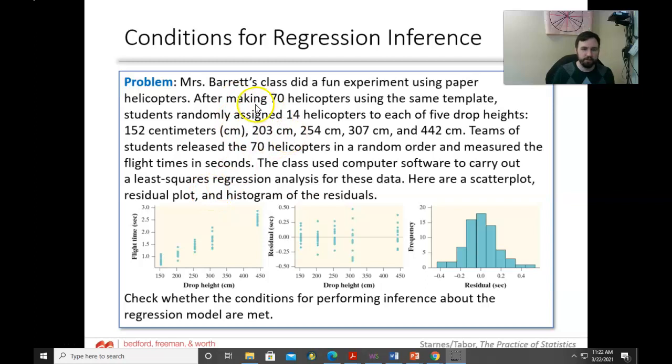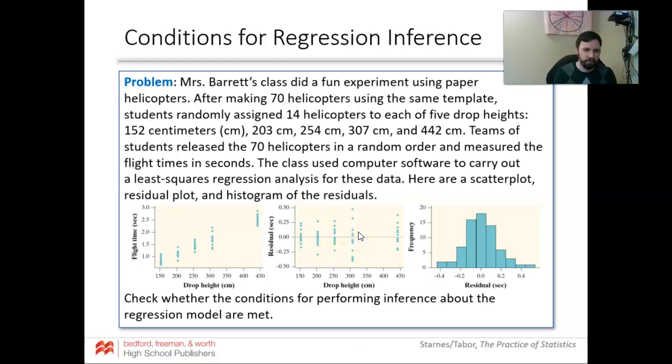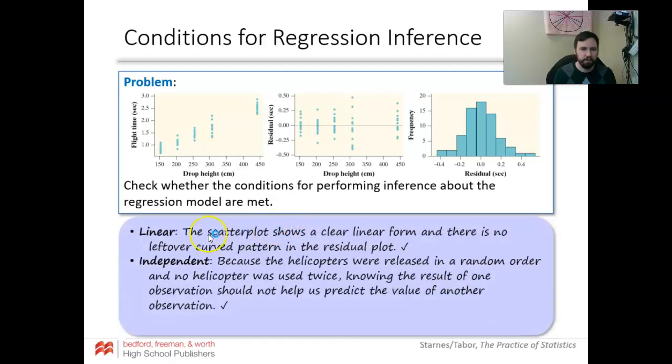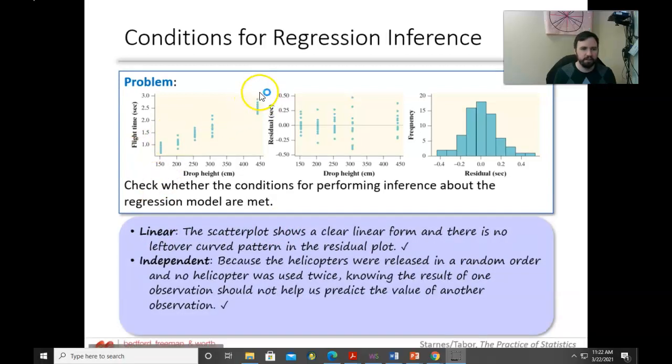Alright, so Miss Barrett, let's use paper helicopters. We need to see if the conditions are met. So we need to check LINER, and they already gave us this data. First, is it linear? Well, yes. If I draw a line through it, it looks pretty good, and there's not a curve pattern to my residuals. So it is linear. Nice job. Independent. We don't have to do the 10% rule because we released them in a random order and no helicopter was used twice.